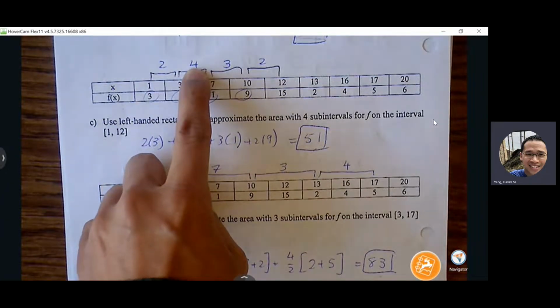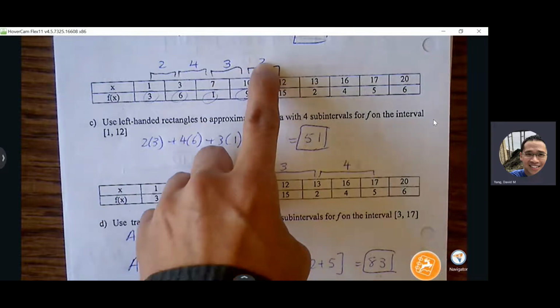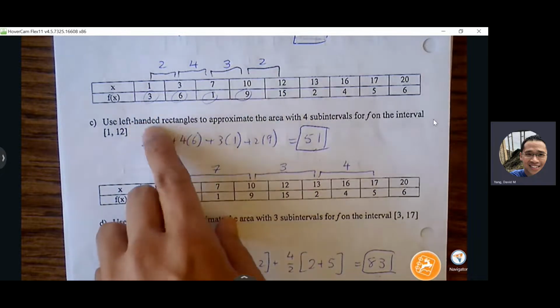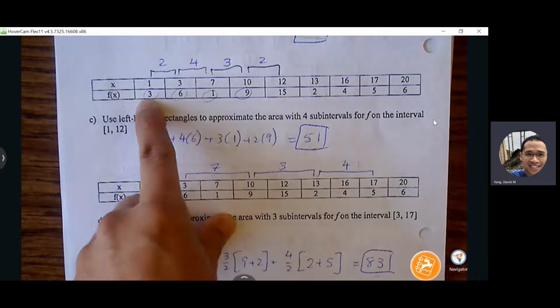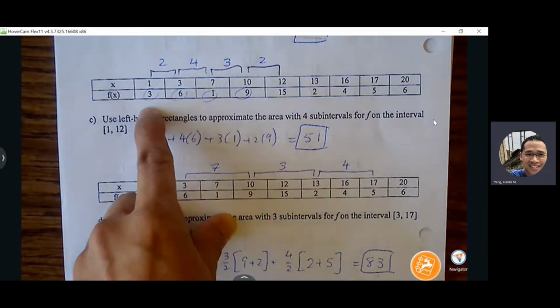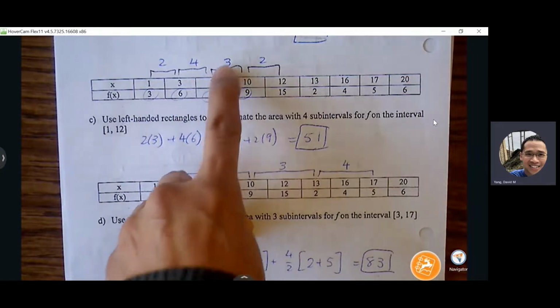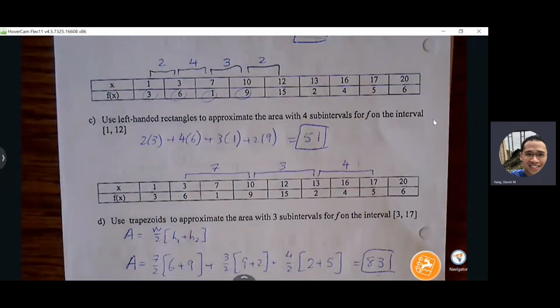Second rectangle is a width of 4. Third rectangle has a width of 3. Fourth rectangle is a width of, sorry, 2. Okay. It says left-handed rectangles, so that means for each subinterval you're going to pick the left height. So first subinterval left height is 3. So 2 times 3 is the area of the first rectangle. 4 times 6 is the second rectangle. 3 times 1 is the third rectangle. And then 2 times 9, last rectangle. Good.